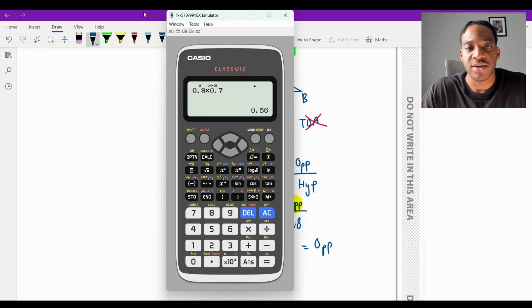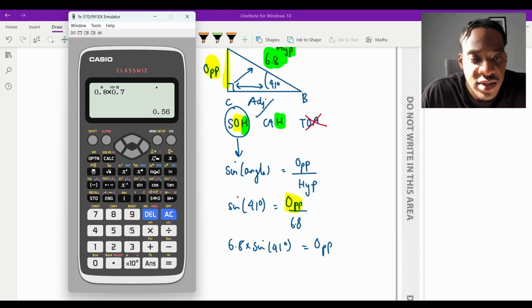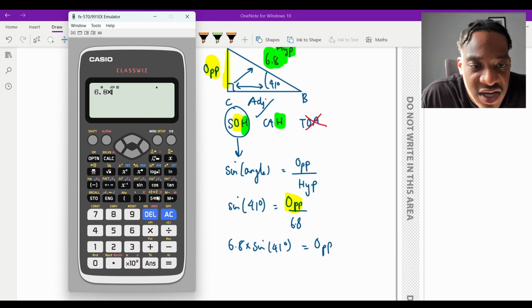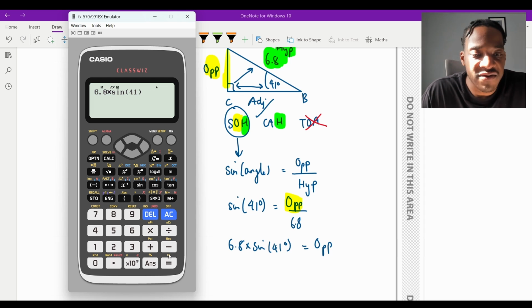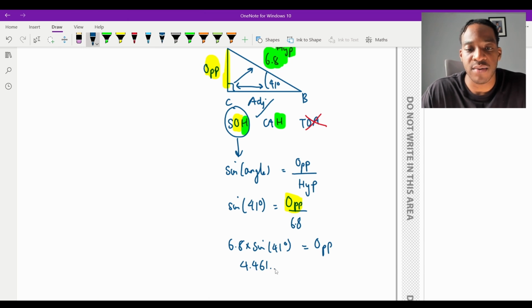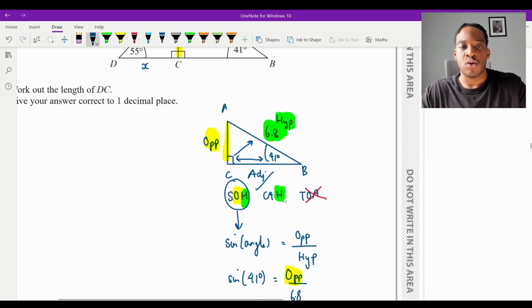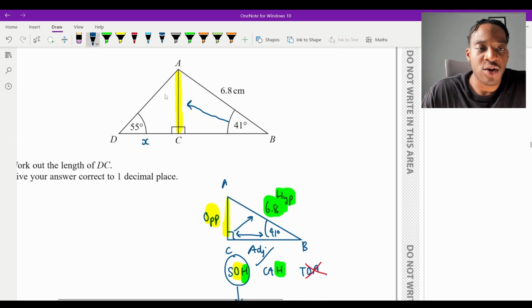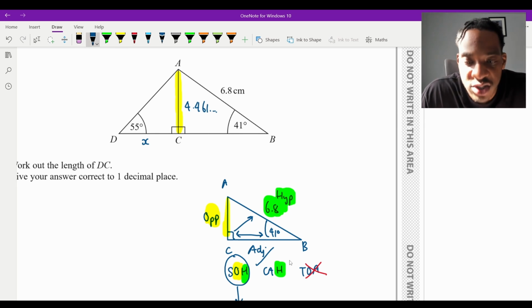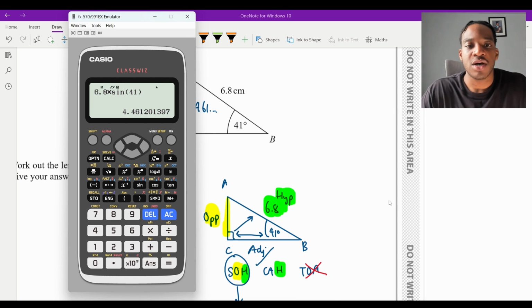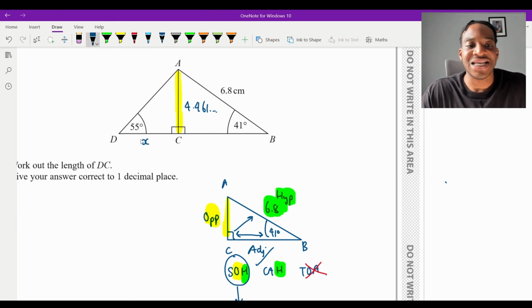So I've got my calculator here. So it's going to be 6.8 times sine 41. And this gives me 4.461 blah blah blah. So I'm just going to write 4.461 blah blah blah. Now this isn't my final answer, so I never round, right? I always round at the very end. So why is this helpful? Because now I know that side in the middle. So I'm just going to rub this out here, and I'm just going to put this side. This is equal to 4.461 blah blah blah. Let me just double check that was the correct number. Yes, it was.